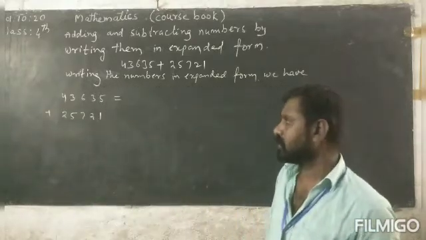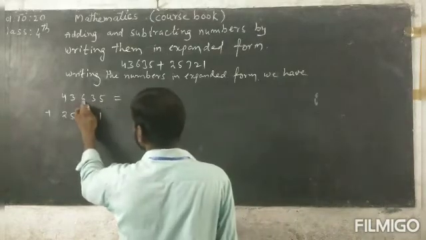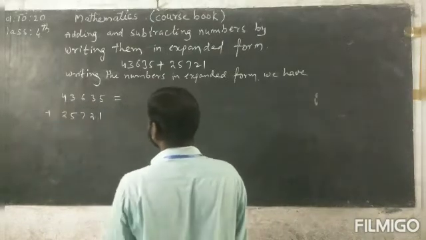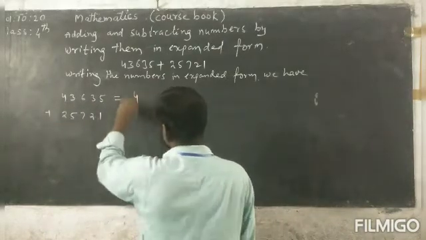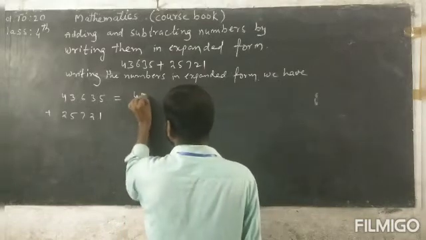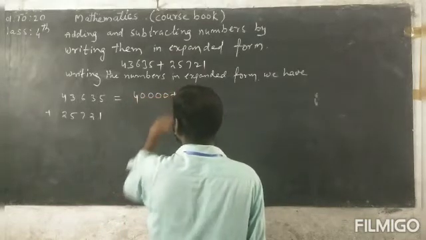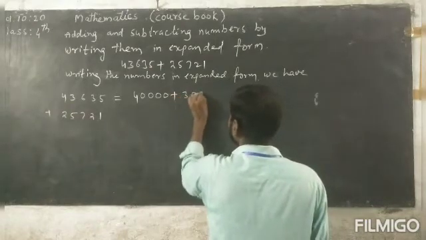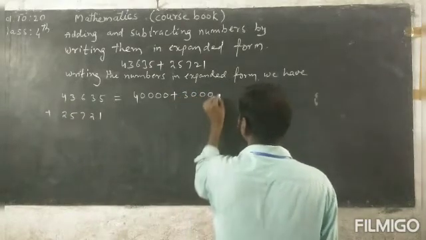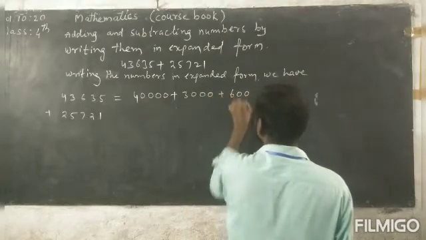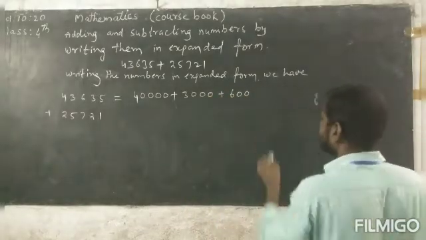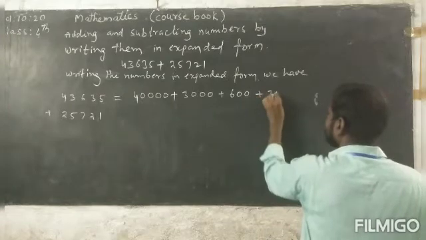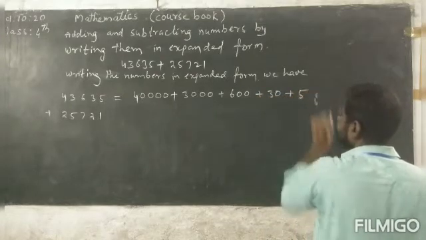43,635. First, ones, tens, hundreds, thousands, 10,000. 4 is in the 10,000 place, then the place value is 40,000. Next, 3 is in the thousands place, then the place value of 3 is 3,000. Plus 6 is in the hundreds place, 600. Plus 30 plus 5.